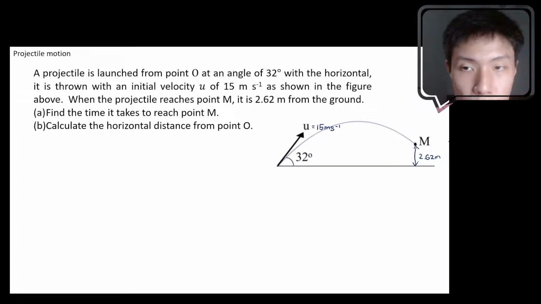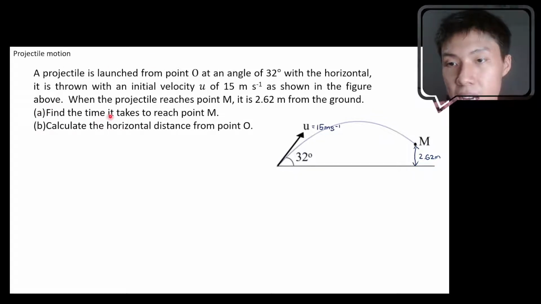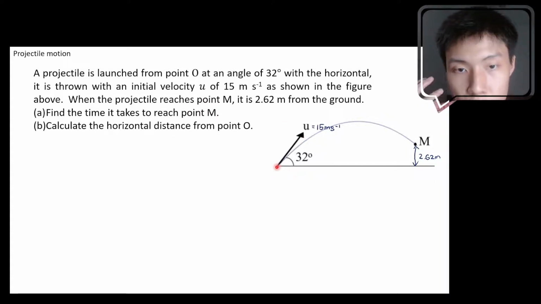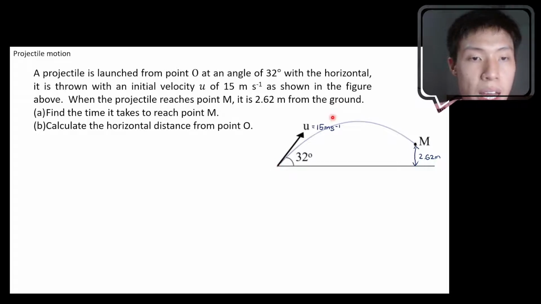Okay, so now let's move on to the sub-question. Sub-question A, find the time it takes to reach point M. So I believe the time it takes should be from the start or from the launching moment until it reaches point M. So this whole journey here, how long does it take? That's what they're asking for. Okay, so if they ask for the time, then we know that the initial position will be at the point where it launched, and the final position will be point M because that's where it reached, right?